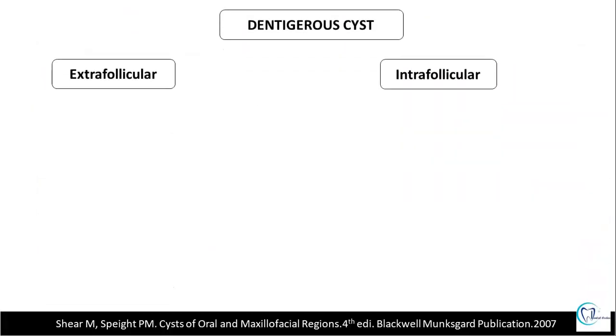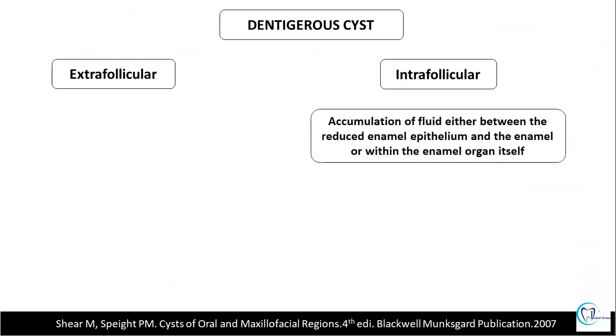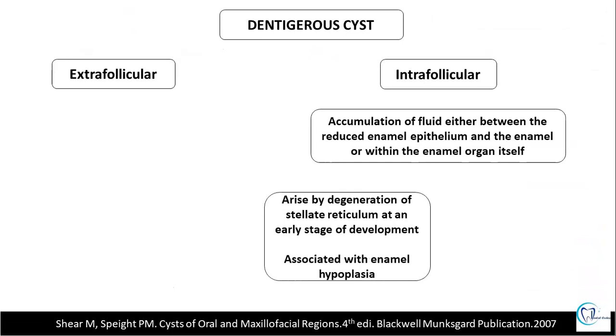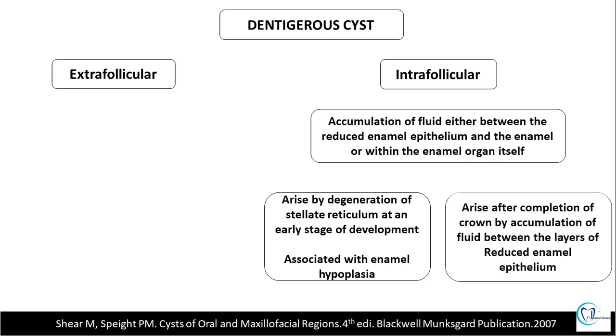Now, when we talk about the pathogenesis of dentigerous cyst, there can be extrafollicular origin or intrafollicular origin. In the intrafollicular origin, there is accumulation of fluid between the reduced enamel epithelium and the enamel organ itself. If there is development of this cyst in the early stages and it arises by the degeneration of stellate reticulum, then the dentigerous cyst will be found in association with enamel hypoplasia. Whereas if it arises after completion of the crown, then there will be no associated enamel hypoplasia.